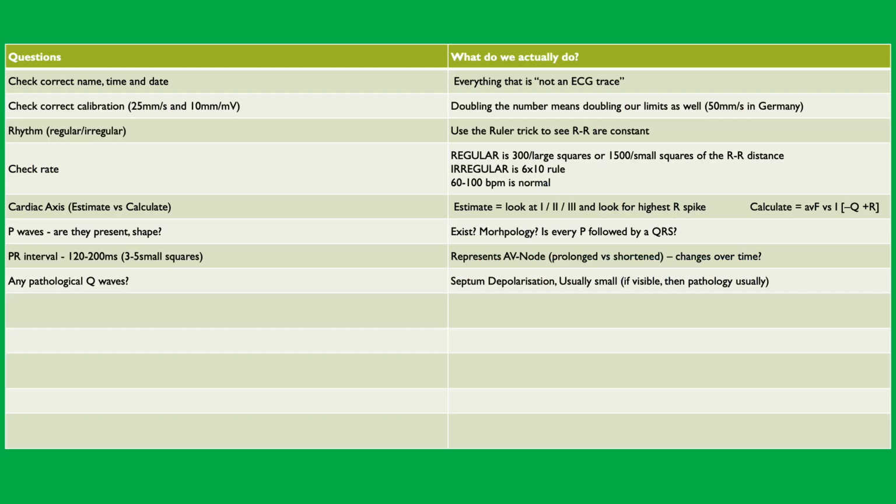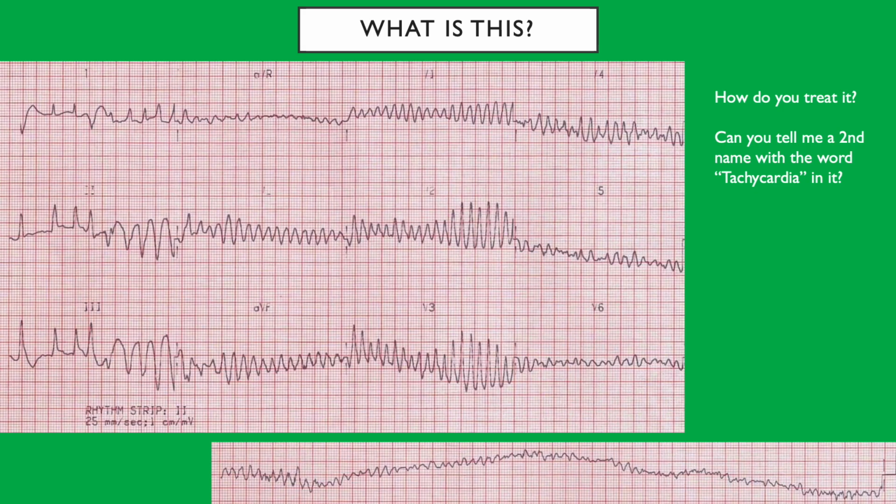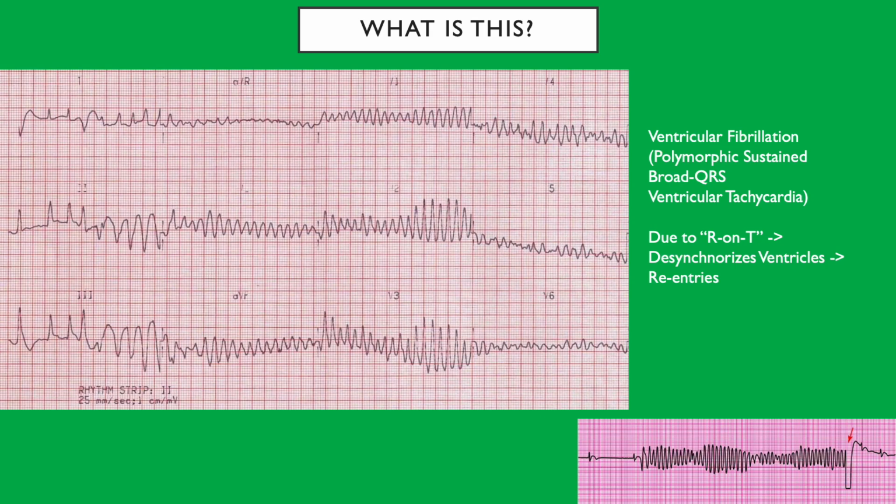We're gonna do blocks later if we have time. Yeah, so that's your Q wave. What is this one? This is supposed to be a continuation of the line. Can you use the term tachycardia inside your definition? Okay, good. So basically, this is ventricular fibrillation, polymorphic, sustained, broad complex ventricular tachycardia.